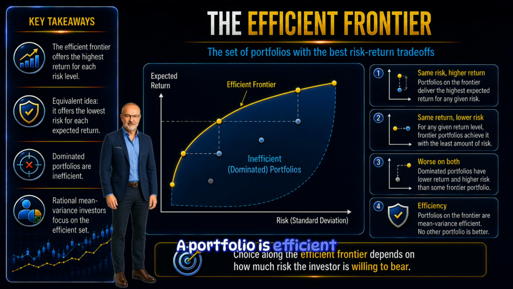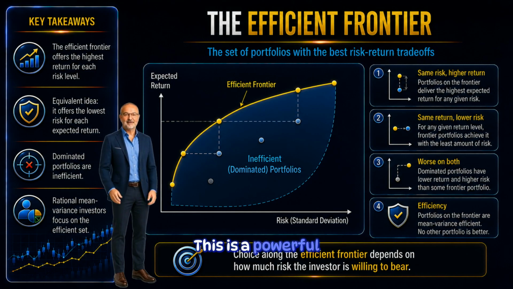A portfolio is efficient if no other feasible portfolio dominates it. A portfolio is inefficient if there is another available portfolio that is clearly better. Dominance can happen in several ways. One portfolio may offer the same risk but higher expected return. Another may offer the same expected return but lower risk. Or another may offer both higher expected return and lower risk. If any of these alternatives exists, the original portfolio is inefficient.